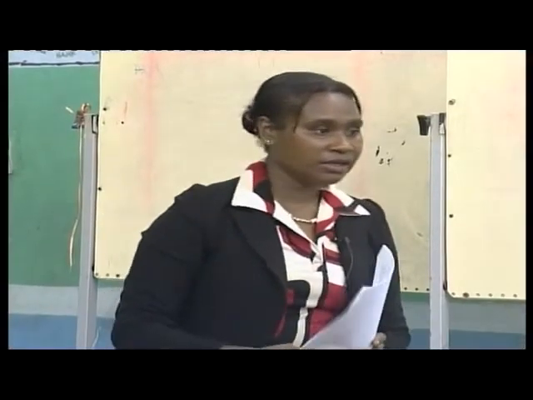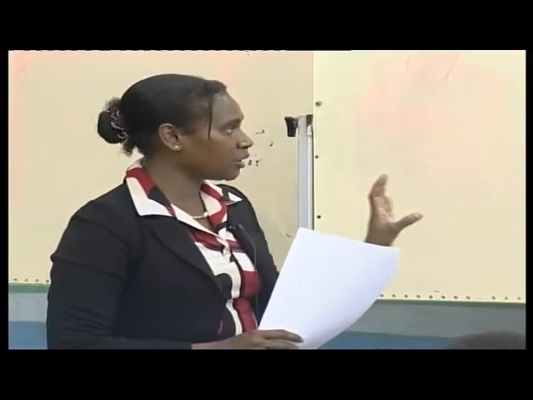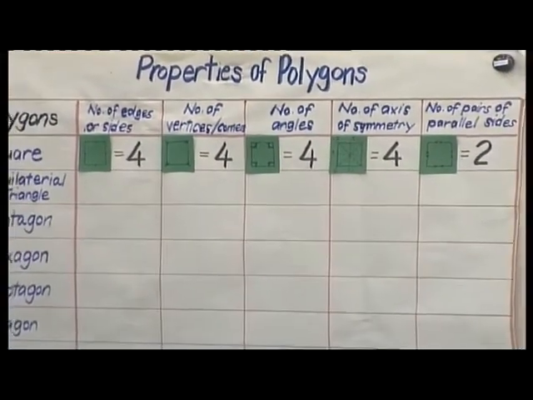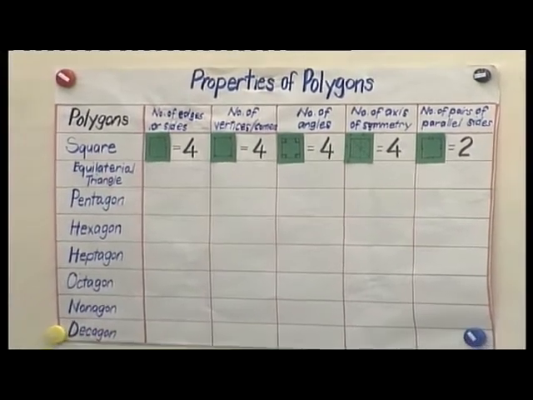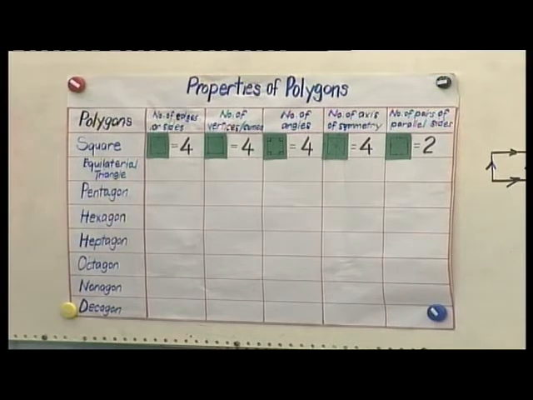So if you have an equilateral triangle, I'd like you to quickly come up and paste those 5 triangles on the chart and write the number of sides or the number of corners, like what I've done to the square, next to the shape itself. So can we have the group that is working on the equilateral triangle to come up now and put your triangles up on the whiteboard.